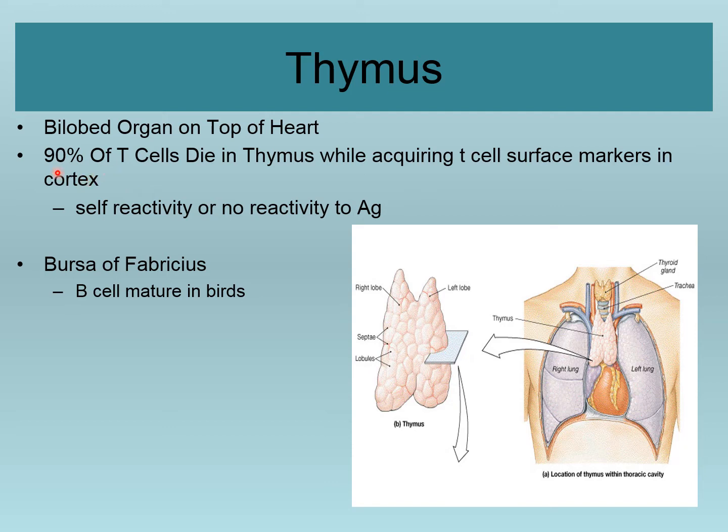This high rate of death of T cells is due to the fact that the immune system eliminates all those T cells which display the surface marker which can react to self antigen, and it also tries to eliminate all T cells which have surface markers which cannot react to any antigen. This process makes the whole immune response highly specific.